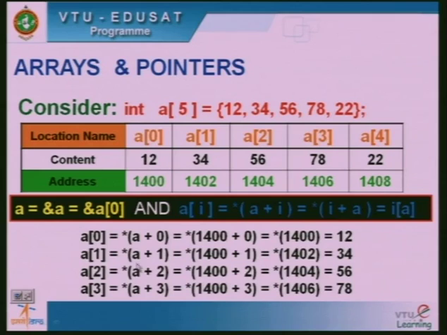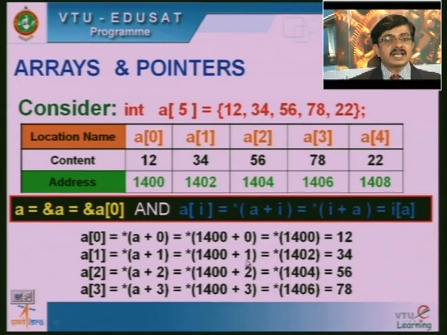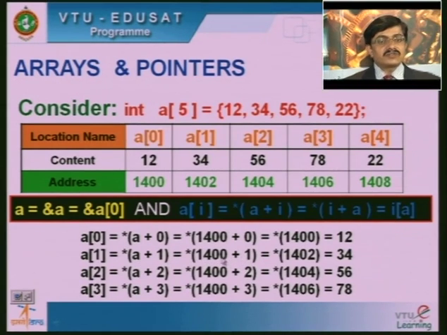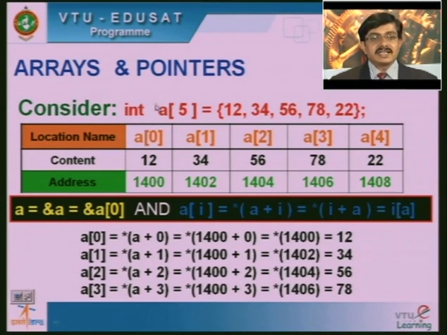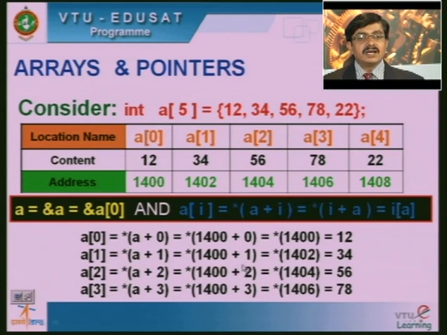Now, A of 1 means star of A plus 1, which means star of 1400 plus 1. Here I am adding 1 to the address 1400, but we are storing the addresses of integer variables, and each integer takes 2 bytes of memory area. So adding 1 means 2 into 1, 2 bytes I am going to add to it. The new value after this addition is 1402, so star of 1402 is the value at 1402. What is the value at 1402? It is 34, which is nothing but A of 1.